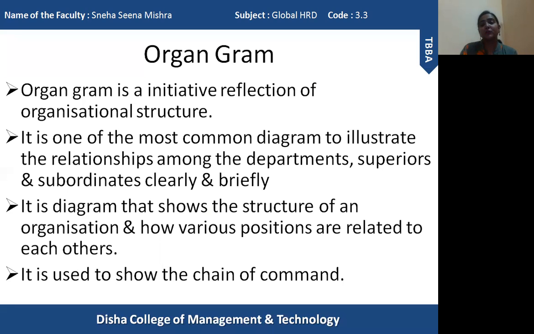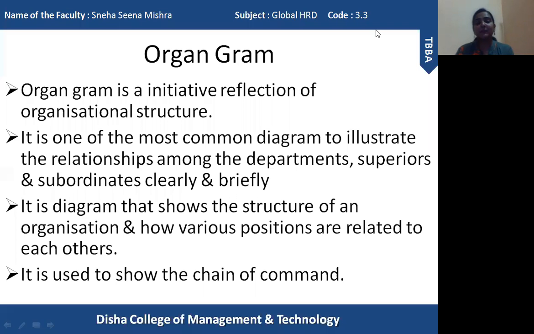It is also used to show the chain of command. A chain of command means the superior gives orders to the subordinates, and that subordinate may be the superior of other employees also. So that represents the chain of command: who is supposed to give command and to whom. The superiors, the subordinates, the top level, middle level, and lower level, everything is mentioned in the diagram, which we can also call the organogram, the diagrammatical representation of the organization structure.